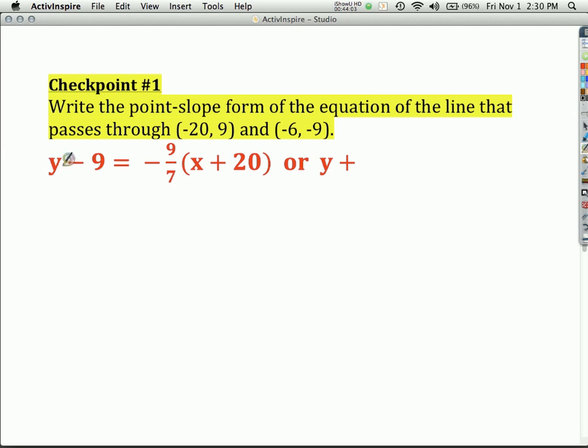Okay, so there are two possibilities. Y minus 9 equals negative 9 sevenths times the quantity x plus 20, or y plus 9 equals negative 9 sevenths times the quantity x plus 6. Two different answers, both are equally correct. But a few of you, when you volunteered your answer, did not say negative 9 sevenths, so if you did not write negative 9 sevenths, it's not correct. Has to be negative 9 sevenths.